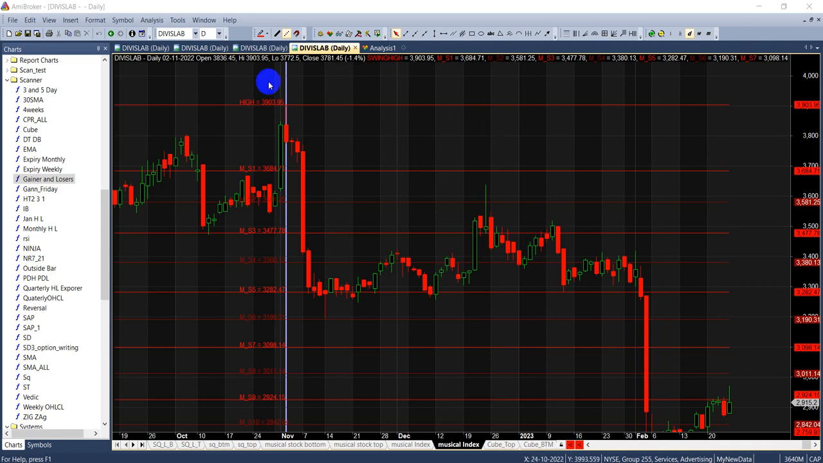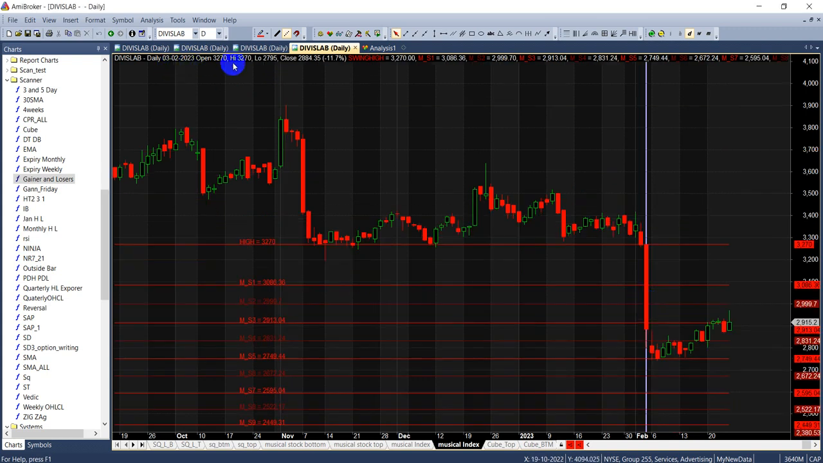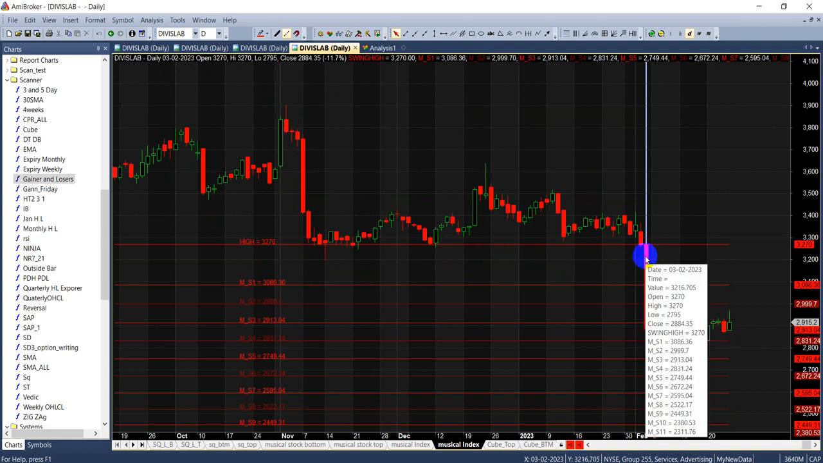Now this is a chart of DV's Lab. On this day, which is 3rd of February, it made a fall of almost 11%. Can we find these kinds of moves well in advance? Can we find these kinds of days well in advance?